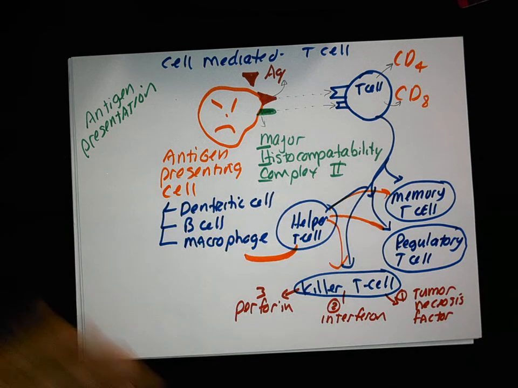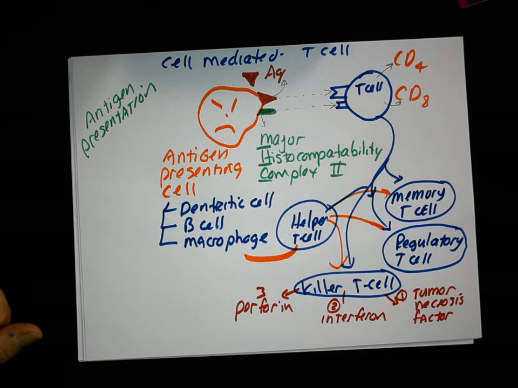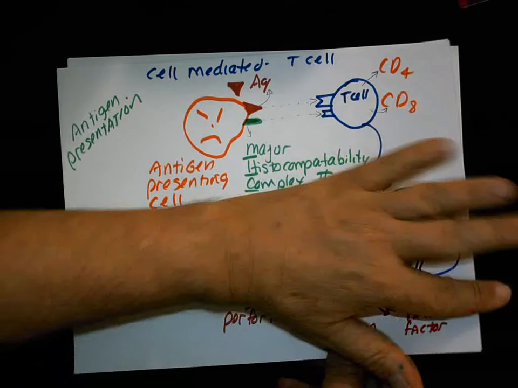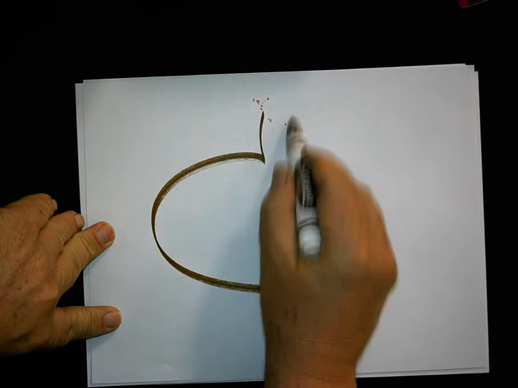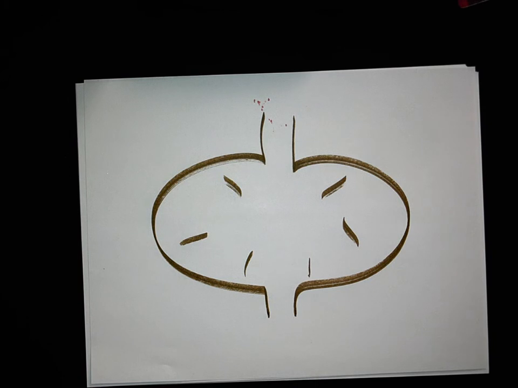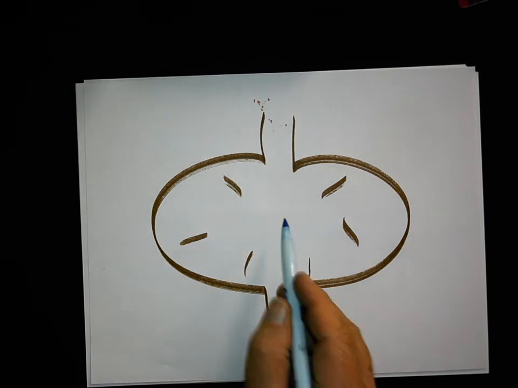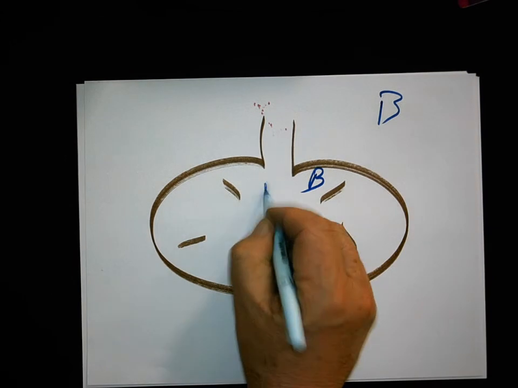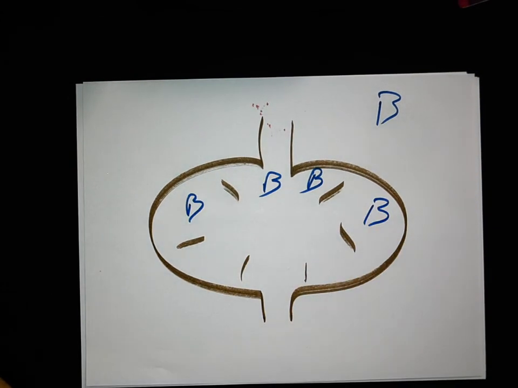Now, in regards to the activation, I'm going to do kind of a side step here before I run out of time. And this may help you understand why the lymph nodes are built like they are. Where are the B cells located? On the cortex or the medulla? Where are the T cells located? Based on what you just learned, why are they positioned that way?